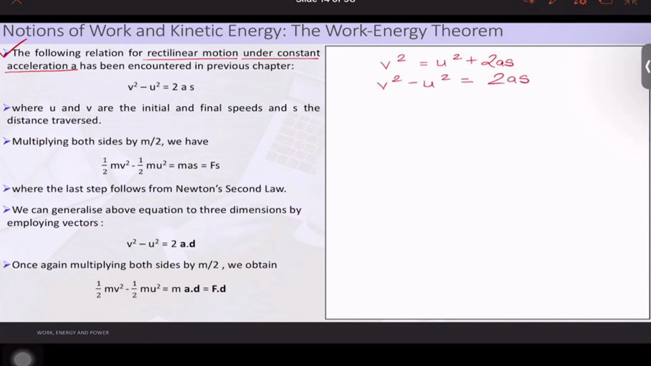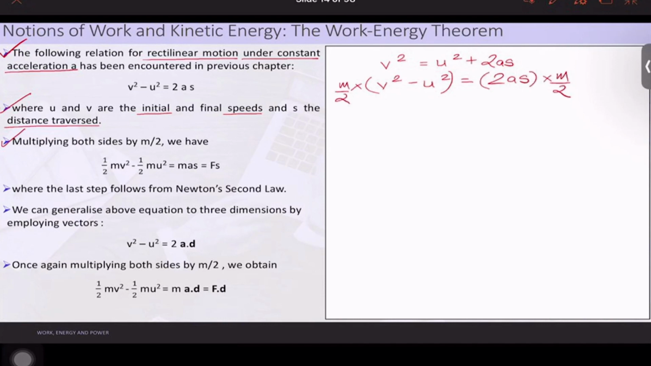What is S here? S is the displacement. What is small v? Final velocity. What is small u? Initial velocity. It is also written here where small u and small v are the initial and the final speeds, and S is the distance traversed. Fine. Now multiply both sides by m by 2. Let me multiply this side also by m by 2 and this side also by m by 2.